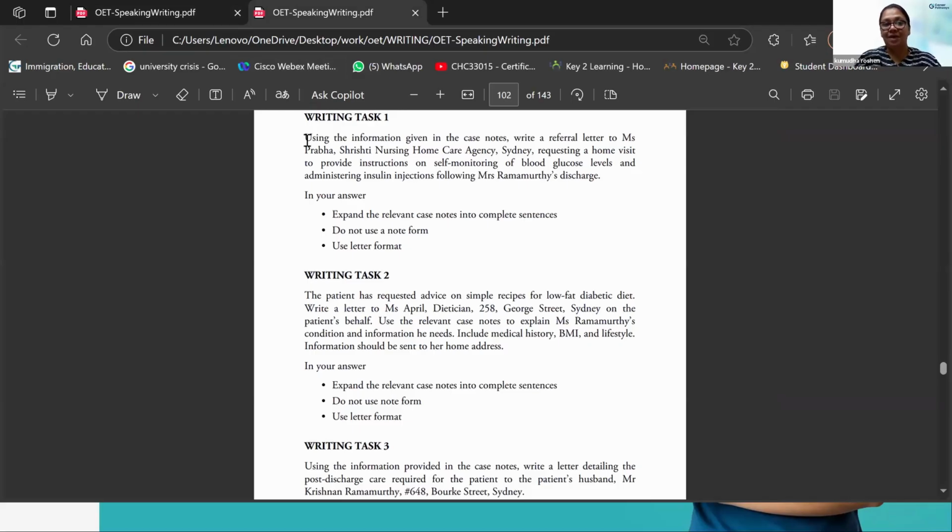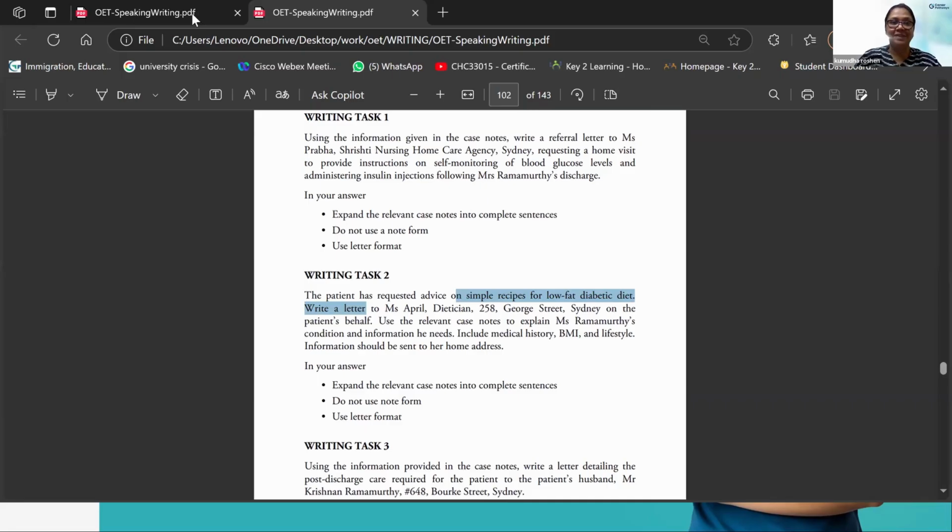The first writing task asks us, using the information given in the case notes, to write a referral letter to Ms. Prabha, Shrishti Nursing Home Care Agency, Sydney. The purpose of the letter is requesting a home visit to provide instructions on self-monitoring of blood glucose levels and administering insulin injection following Mrs. Ramurthy's discharge. The second one is to a dietitian, where the dietitian needs to send Mrs. Ramamurthy recipes for a low-fat diabetic diet. And the third one is a discharge letter to the husband of the patient. So let us see how the information changes.